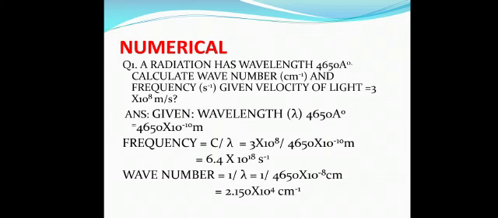Read the statement here. A radiation has wavelength 4650 angstrom. Calculate wave number and frequency. Given is the velocity of light, 3 into 10 raised to the power 8 meter per second. So we need to find two quantities here. First one is wave number, second one is frequency.